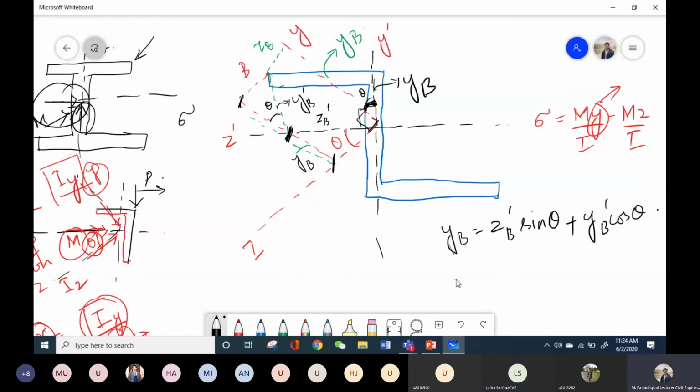So what will be ZB now? Can anyone tell me what is ZB? Or can anyone resolve this? You have 1 minute. Just try to think about it from this figure. If you want to write ZB in terms of ZB dash and YB dash, what will be ZB?